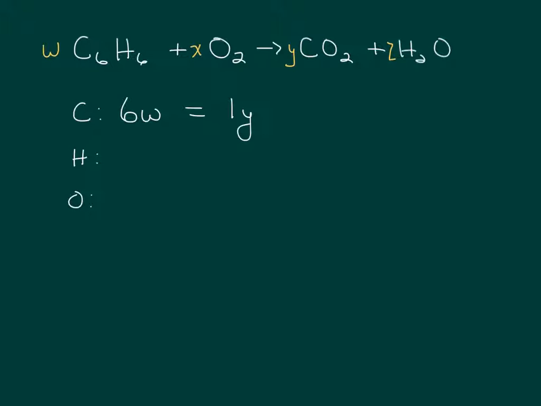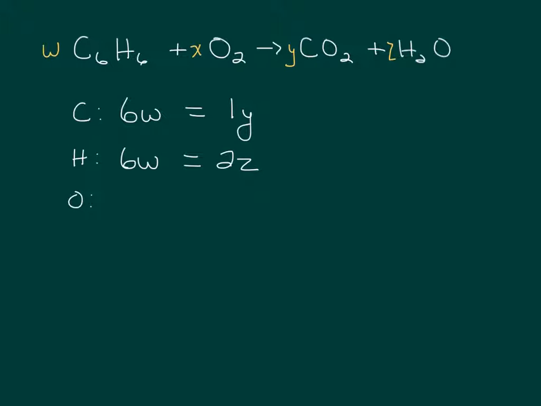So for hydrogen, I do the same thing. 6W, there's again 6 hydrogens with W, no hydrogens with X, the arrow is the equal sign, no hydrogens with Y, and 2 hydrogens with Z.